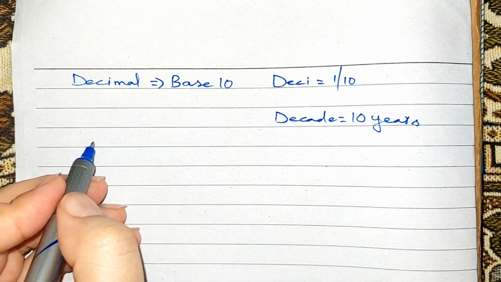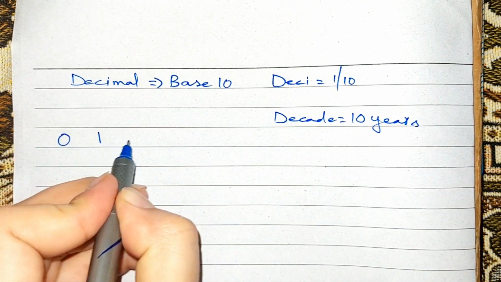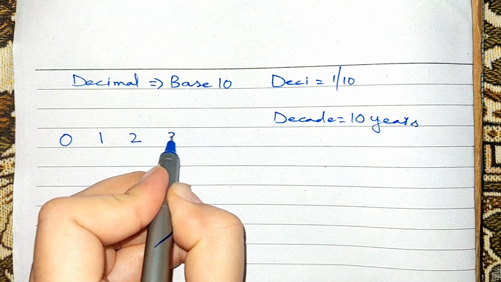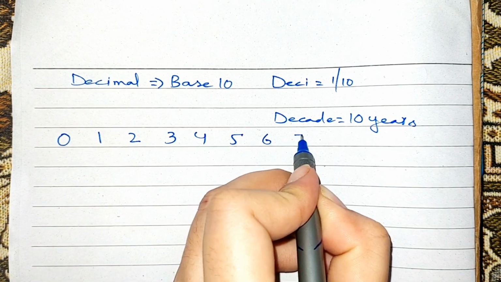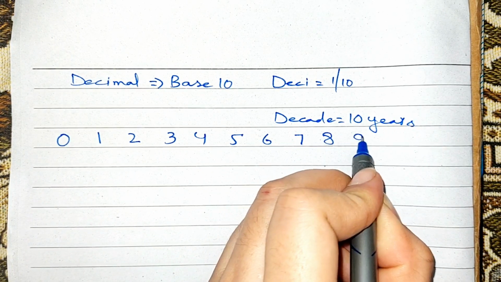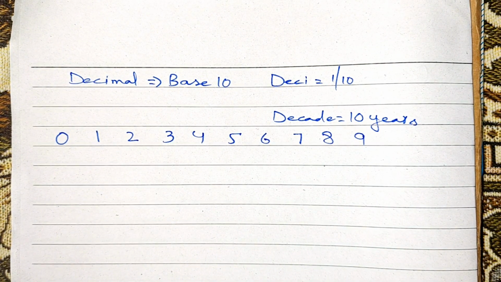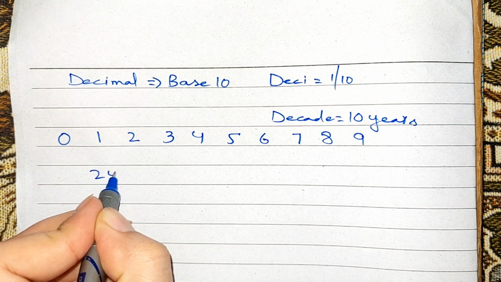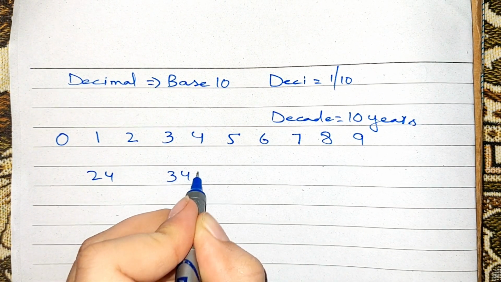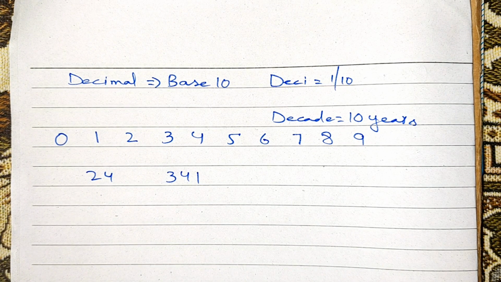So what are the numbers? 0, 1, 2, 3, 4, 5, 6, 7, 8 and 9. So these are the total 10 digits that we use in the decimal number system. And for example, we can say 24, 341. So these are numbers that represent the decimal number system.